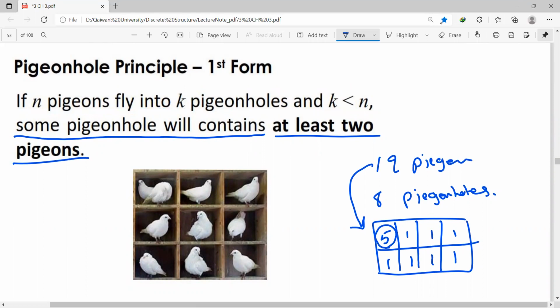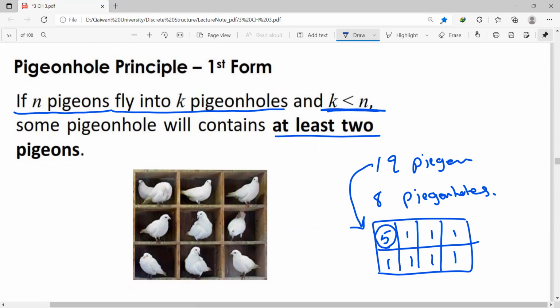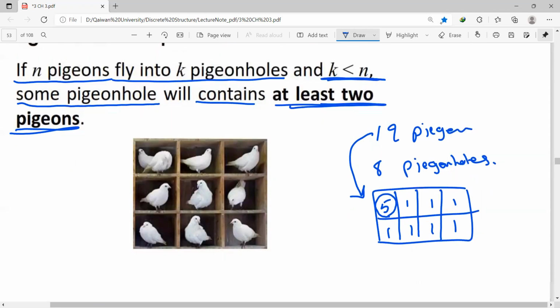The pigeonhole principles. The first one says: if n pigeons fly into k pigeonholes and k is less than n, that means some pigeonhole will contain at least 2 pigeons. This is the principle. So if you have k pigeonholes and n pigeons, such that the number of pigeonholes is less than the number of pigeons, in this case some pigeonhole will contain at least 2 pigeons.